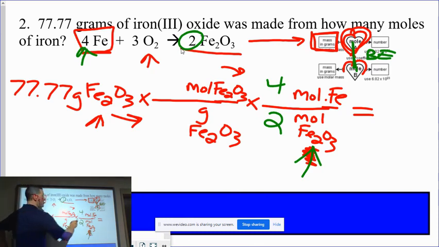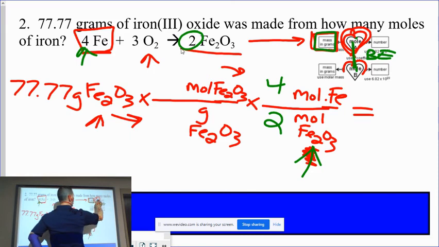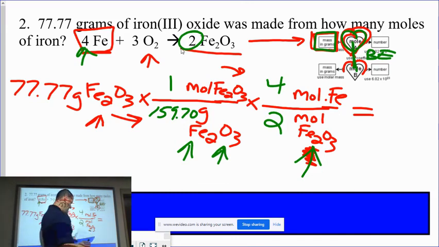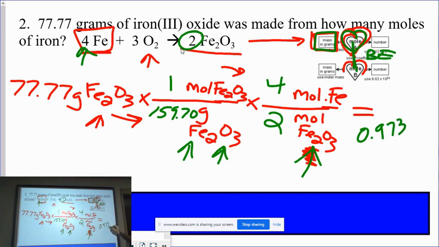I go to the moles in grams. So when I go from Gram Island over to mole island, I use the molar mass. And the molar mass of iron 3 oxide, folks, is 159.70 grams in 1 mole. So that's getting the mass of 2 irons and adding in the mass of 3 oxygens. I solved this, and I end up getting 0.97395.